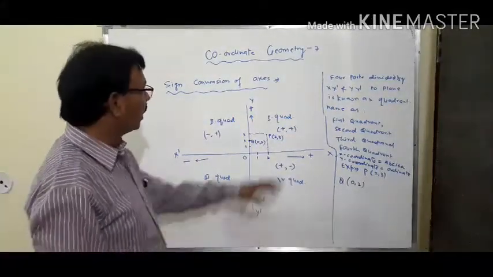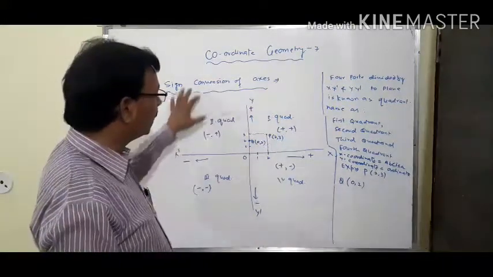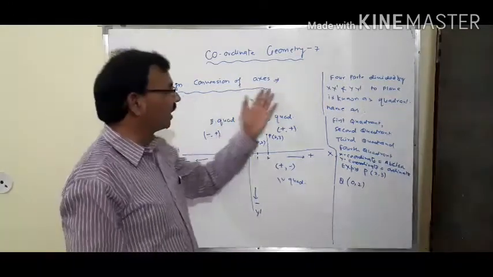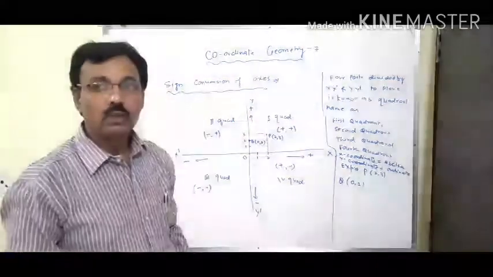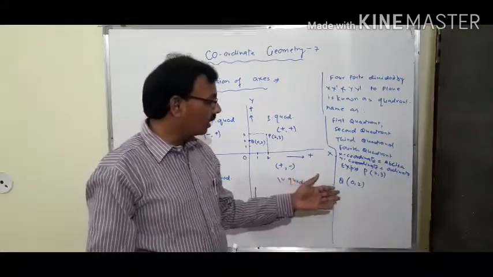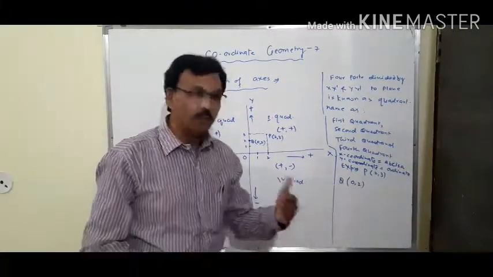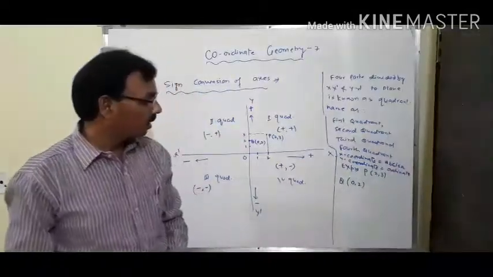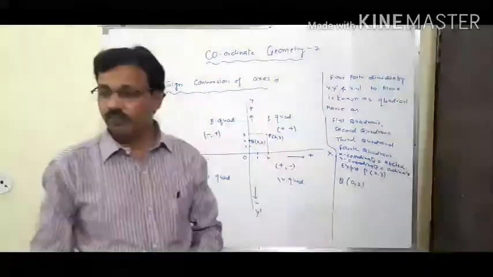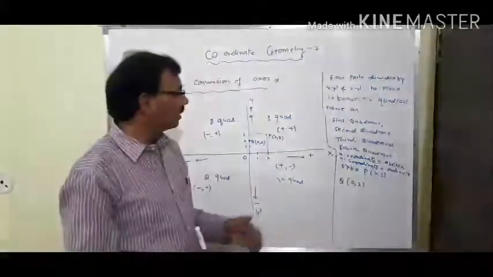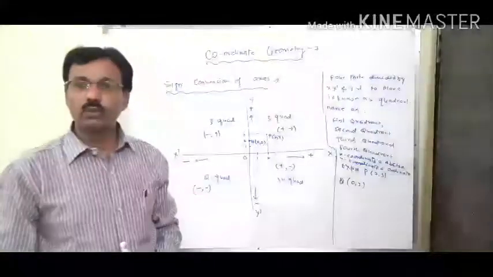So this is the complete information about the sign convention of axis and how to plot, or how to represent, the position of any point in the Cartesian plane. Now in the next video we will discuss the distance between two given points.